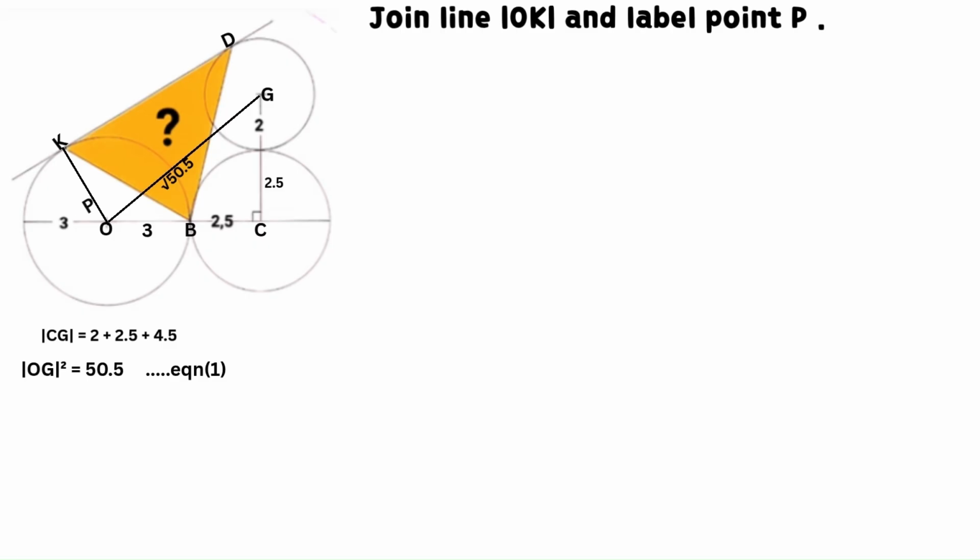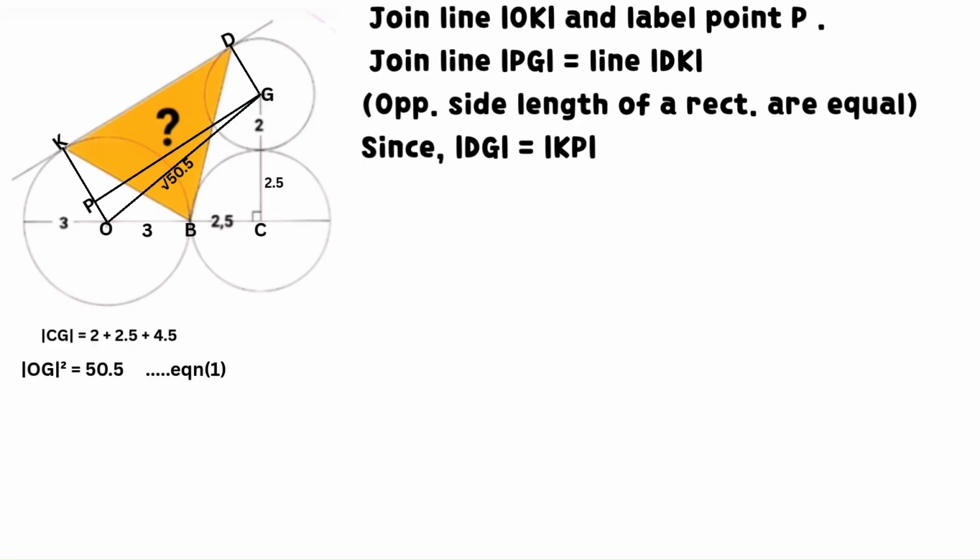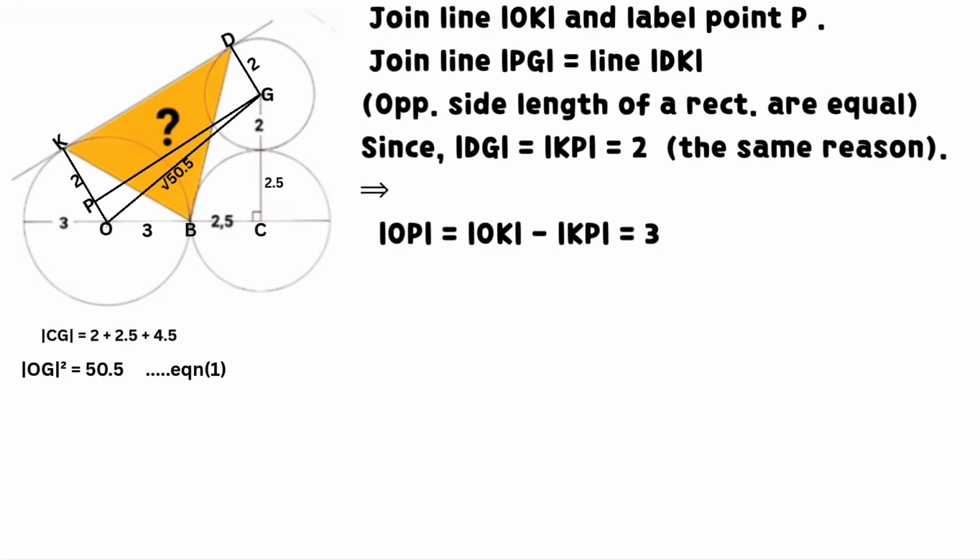Join line OK and label point P. Also, line PG equals line DK. It is because the opposite side lengths of a rectangle are equal. Since DG equals KP, which equals 2, the same reason as above, it signifies that line OP equals line OK minus line KP, which equals 3 minus 2. The result equals 1.